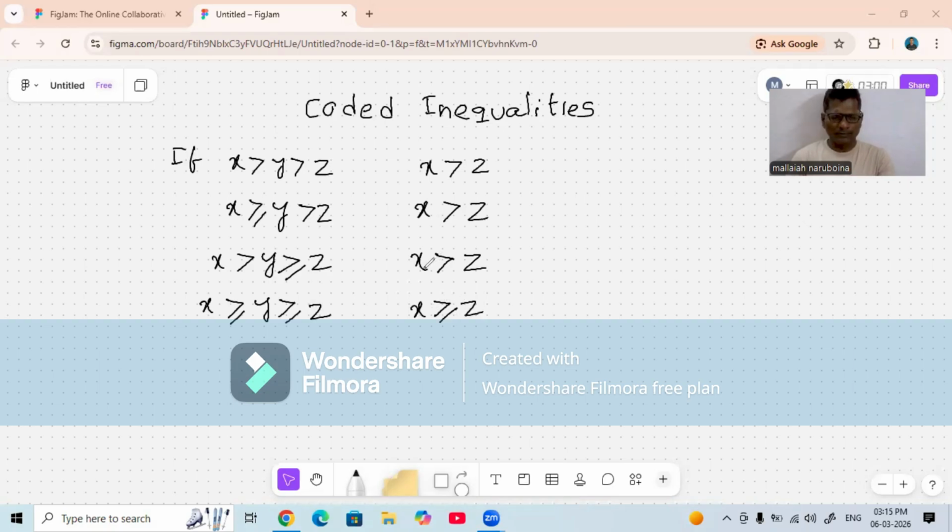Okay, observe carefully. In the fourth, we have equal symbols, greater than or equal to, greater than or equal to. That's why here we get the greater than or equal to symbol. In all the remaining cases, this is first one, second one, third one, we have one equal symbol in the second equation, and in the third one we have one equal symbol. Whether it has an equal symbol or not, in all these three cases we get only x greater than z. In the fourth equation, we have x greater than or equal to z.